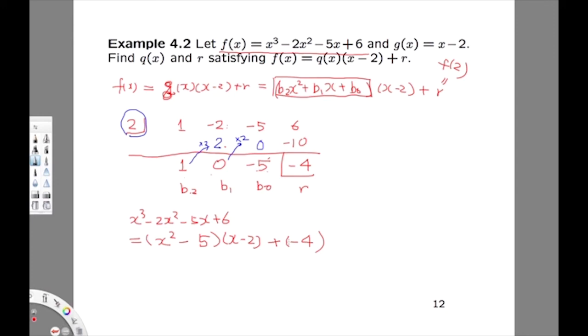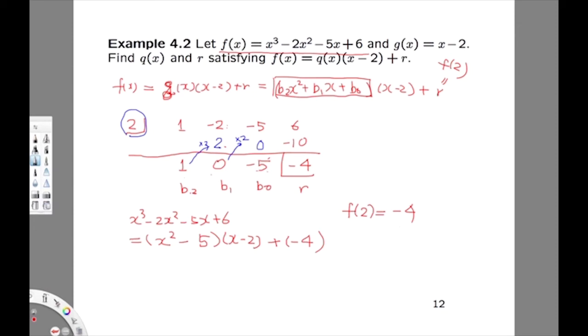This is how you're supposed to get. I will repeat the procedure later, but anyhow, you will get this one. And so from this, as I mentioned here, you can also tell that f of 2 is equal to minus 4.